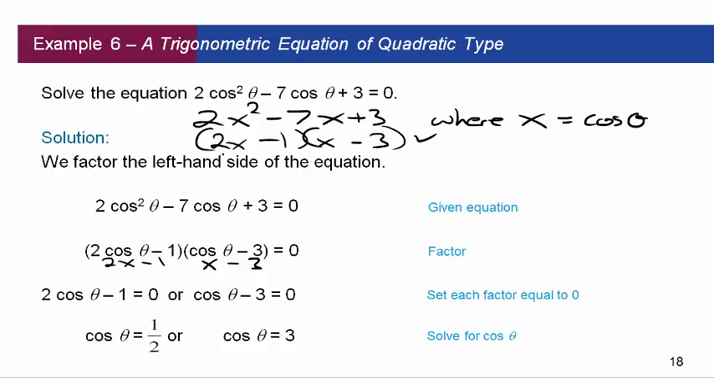And hopefully you're already thinking, hey, wait a minute, cosine can't equal 3, because cosine has a minimum of -1 and a maximum of 1. So it's impossible for cosine to ever equal 3. And that's right, that's an impossible answer. Remember, sometimes we get answers out of the algebra that don't actually work with the equation, and this is one of those examples. So cosine theta equals 1/2 is the only one of the two that works.